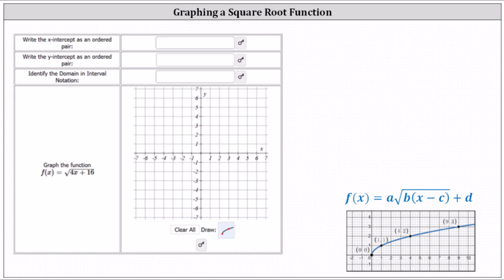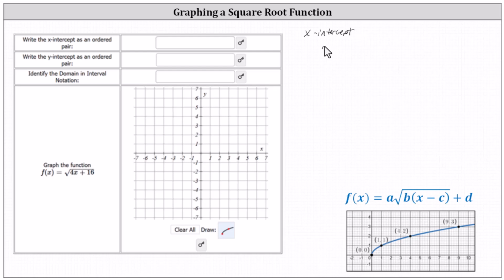We are given the square root function f of x equals the square root of the quantity 4x plus 16, and we're first asked to determine the x-intercept. The x-intercept is the point where the graph intersects the x-axis. Every point on the x-axis has a y value or function value of 0, which indicates to find the x-intercept, we set f of x equal to 0 and solve for x.